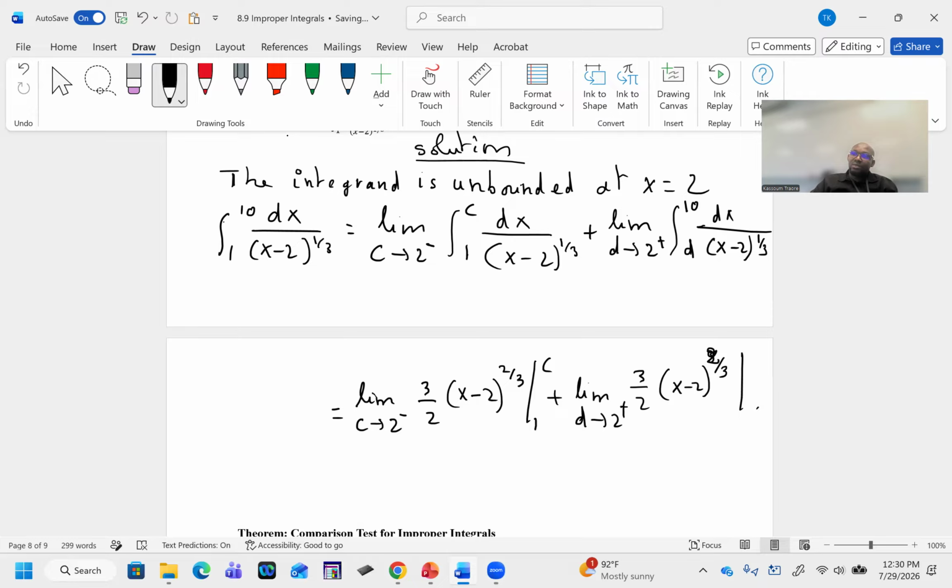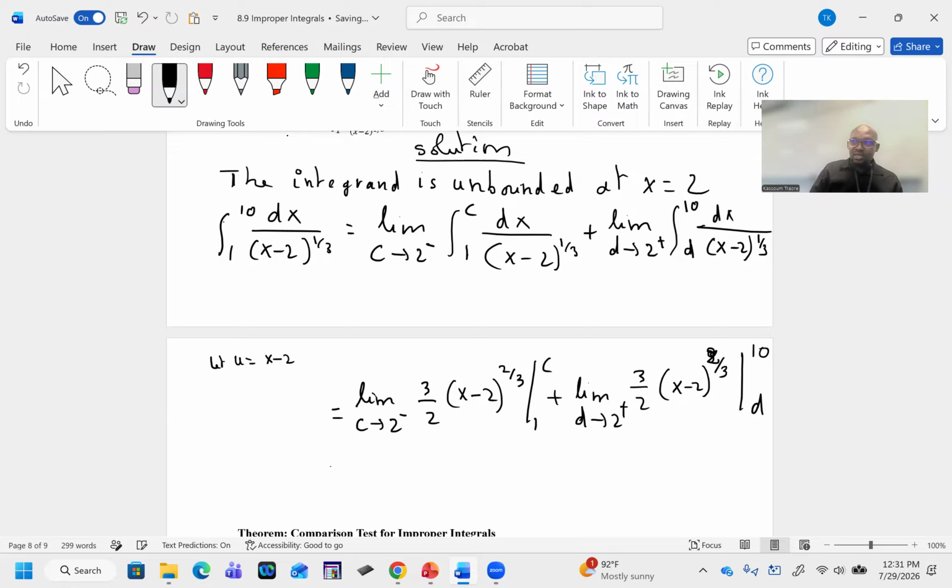from d to 10. So again, you just use substitution to find this integral, okay? Use substitution. You can see, I'm going to put it right here. Let u be equal to x minus 2. That's what you need to use, and then you will get your integration, do your things, okay?